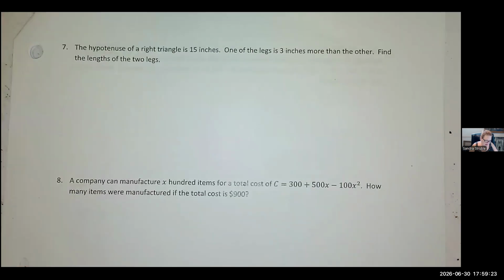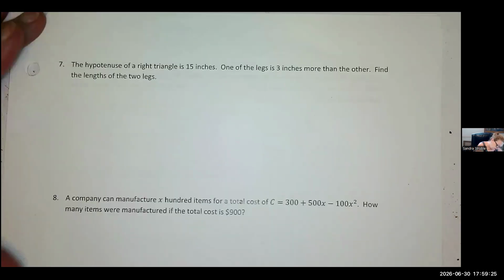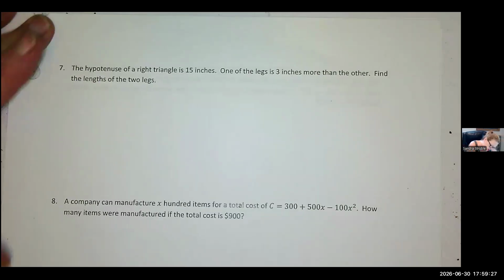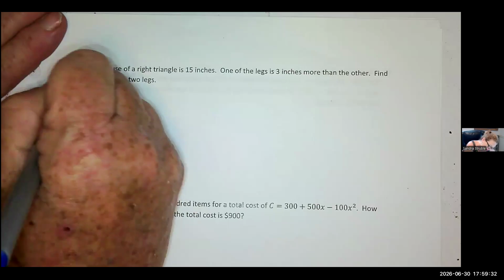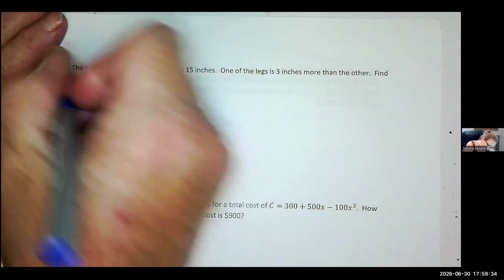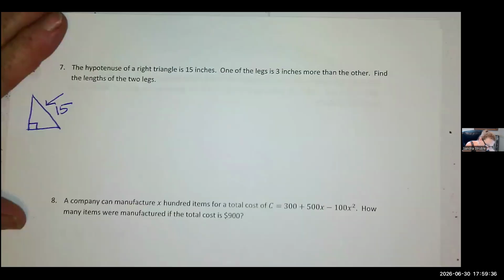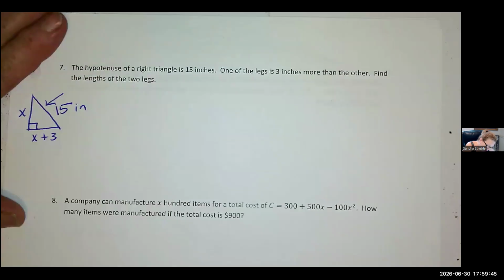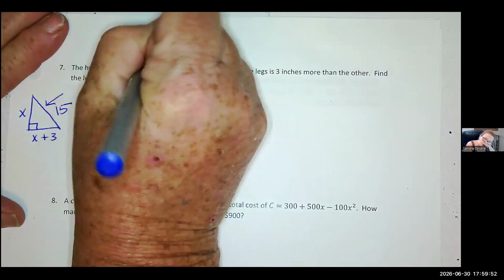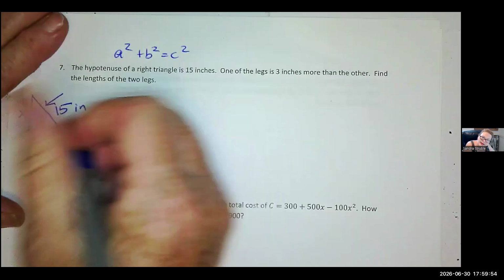The next one is the hypotenuse of a right triangle. So there's my hypotenuse right there, is 15 inches. One of the legs is 3 inches more than the other. So we'll call one X and one 3 inches more. All right, find the length of the two legs. We're going to have to use Pythagorean again. Doesn't matter which one's A or B. What matters is that this guy is C.